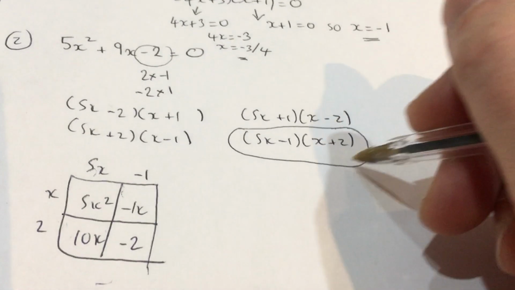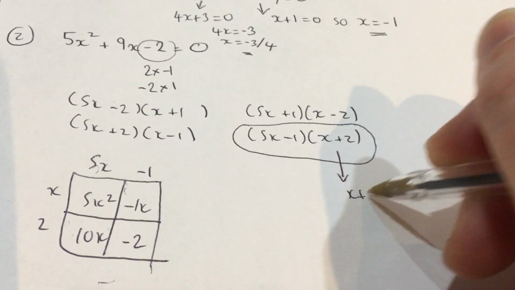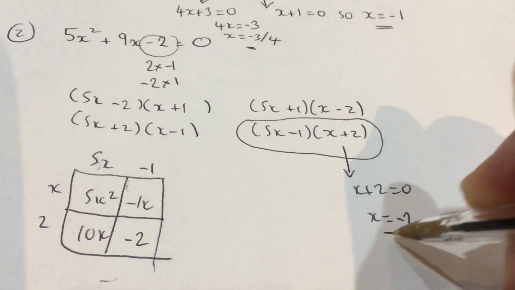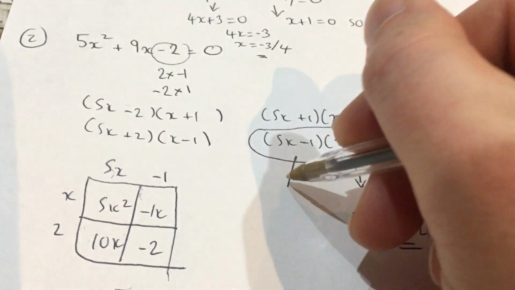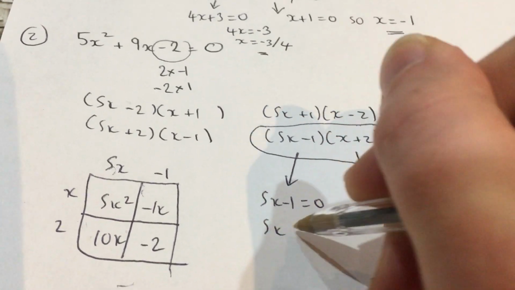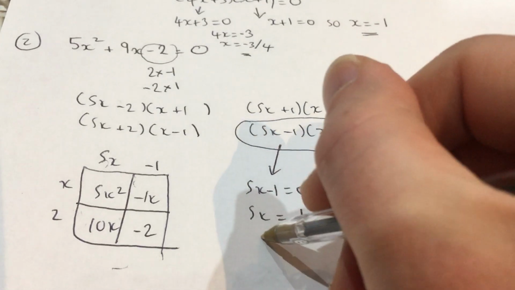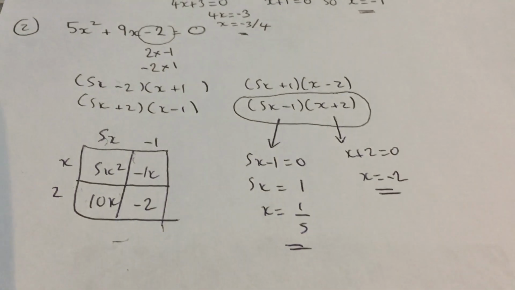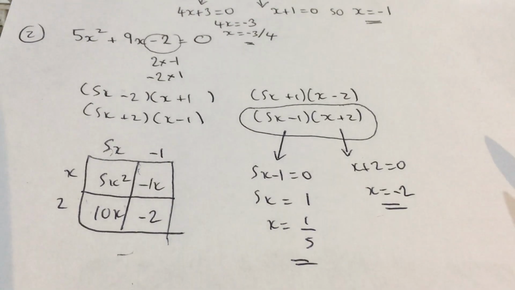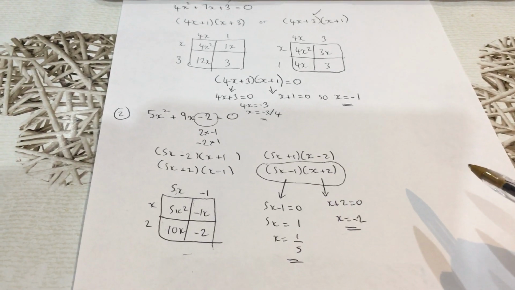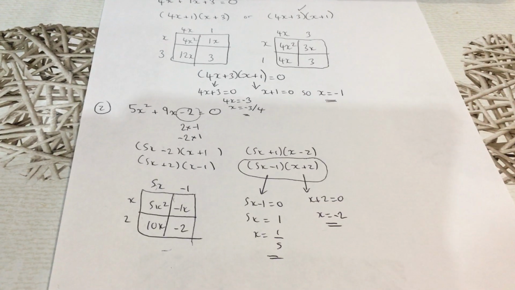So to get the solutions, either x plus 2 equals 0, so x equals minus 2, that's one answer, or 5x minus 1 equals 0, 5x equals plus 1, so x equals 1 divided by 5, or 1/5. So these are the two solutions to the equation. So they are the two examples that might possibly help further cement the work.